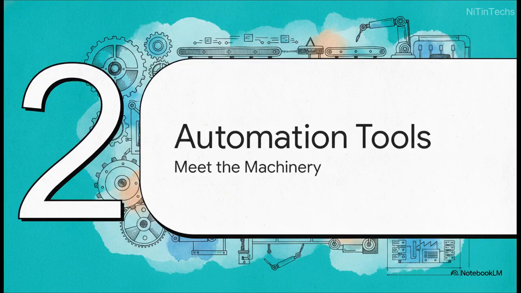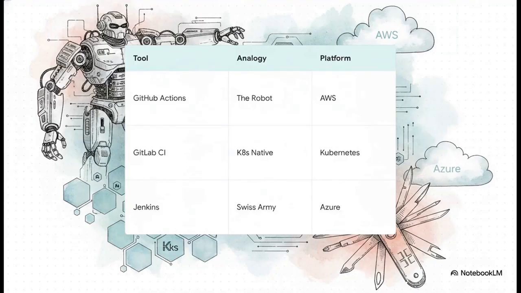All right, let's shift gears a bit. Section 2, choosing your automation tool. It's time to meet the machinery. Now, what's really interesting about this slide is seeing the industry's major players side by side. GitHub Actions acts kind of like the robot. It's heavily integrated and great for straightforward cloud deployments like AWS.